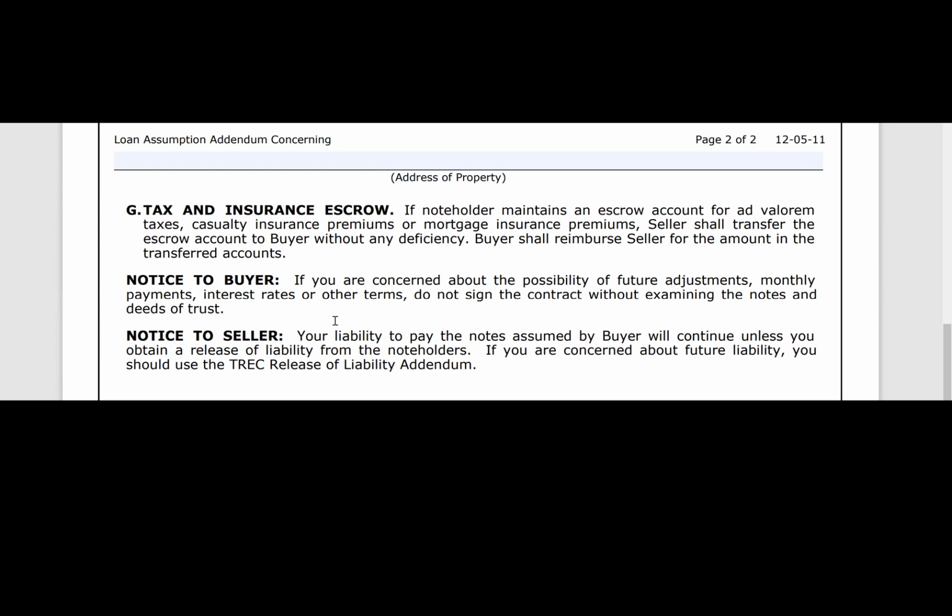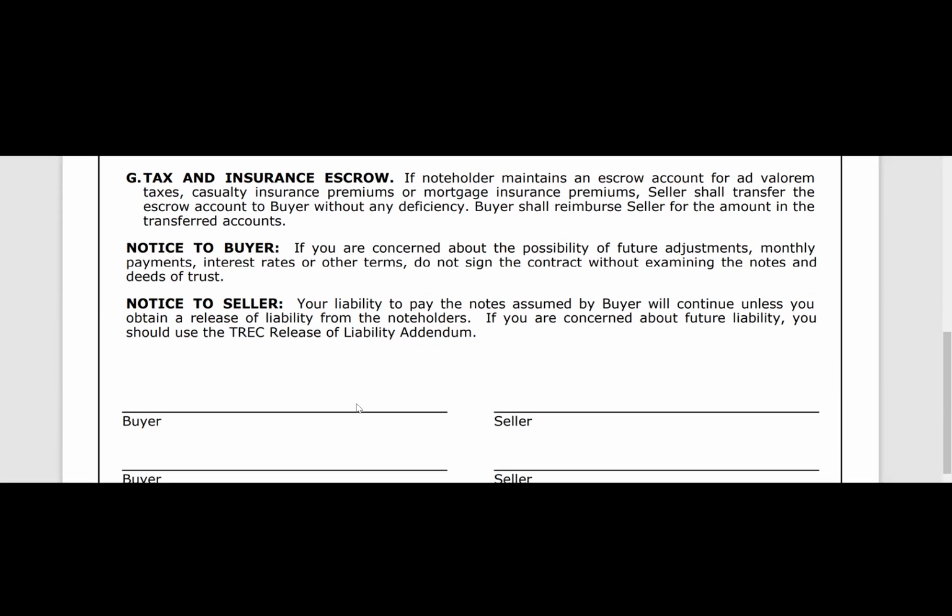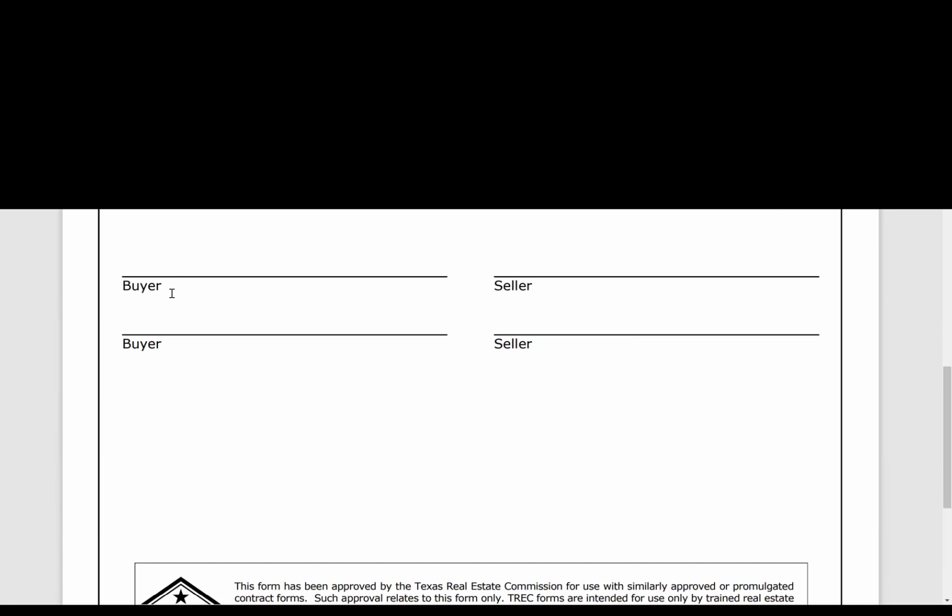Notice to buyer, if you are concerned about the possibility of future adjustments, monthly payments, interest rates, or other terms, do not sign the contract without examining the notes and deeds of trust. Notice to seller, your liability to pay the notes assumed by buyer will continue unless you obtain a release of liability from the note holders. So if you are concerned about future liability, you should check the release of liability addendum. Then buyer and seller signatures will go here.